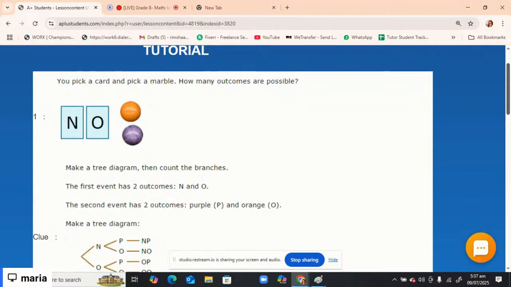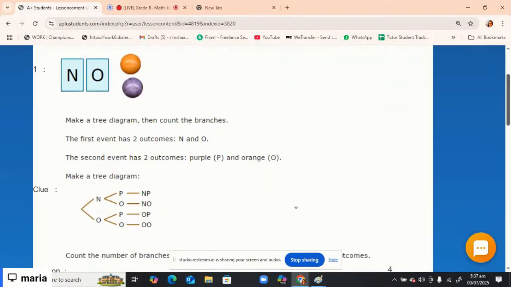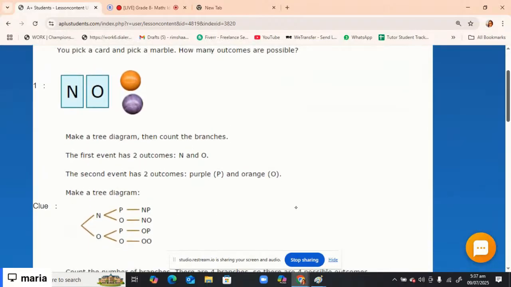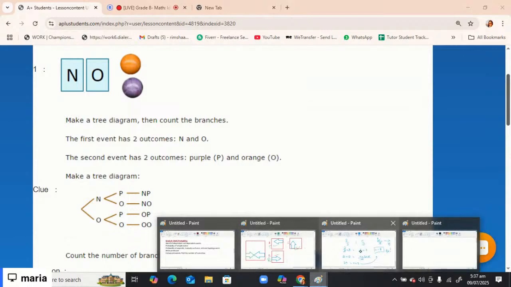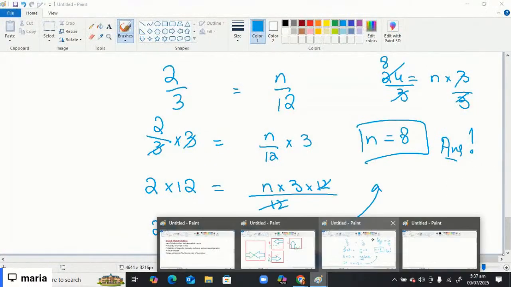So for N, there are two possibilities, and for the O, this is also two possibilities. Now P represents purple and O represents orange. Let's do it for N.